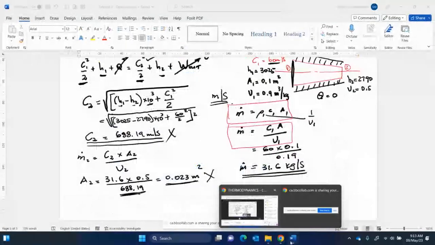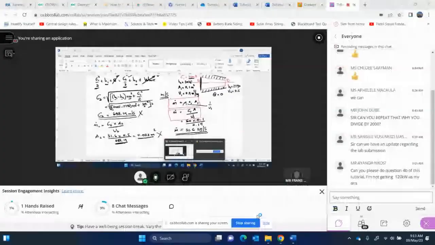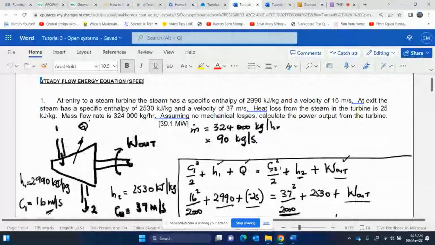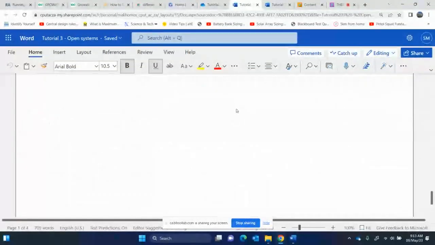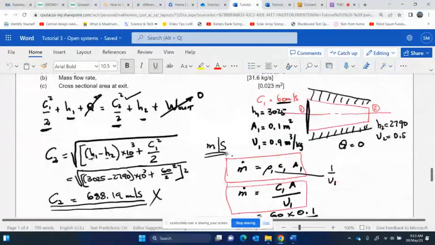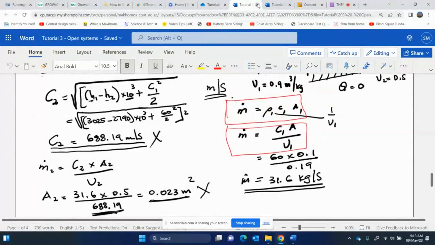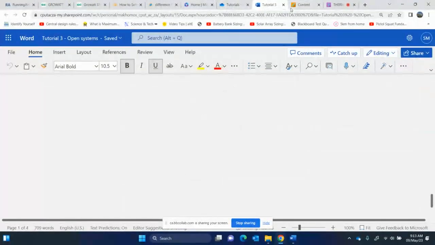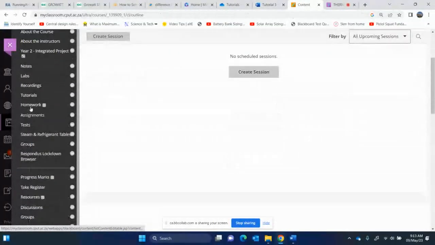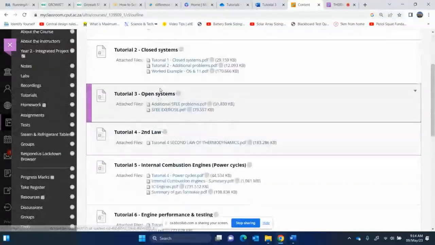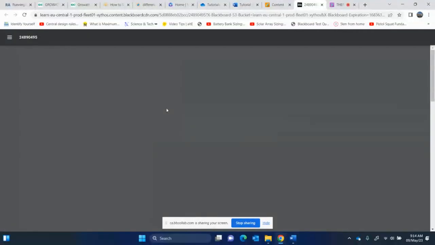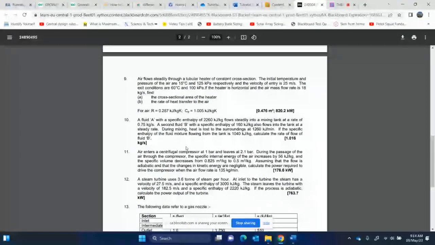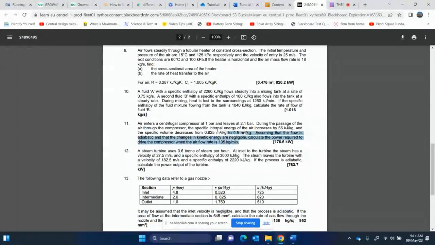Okay, let me do this. Okay, tutorial. Okay, that one. Okay, I think I'll have to go to Blackboard, and then I'll have to copy those tutorials. Where are the tutorials? And then it's Open Systems, SFEE. And then copy the question on a centrifugal compressor. Copy.